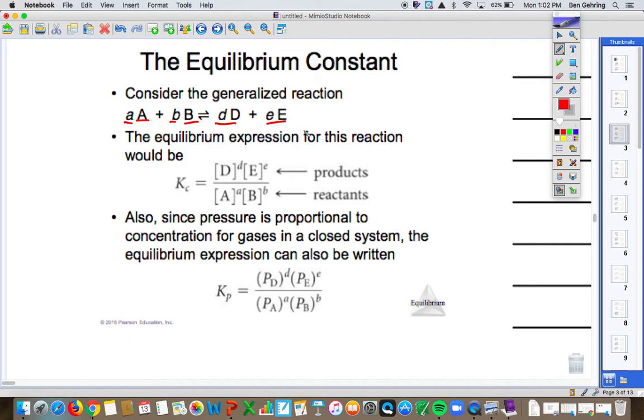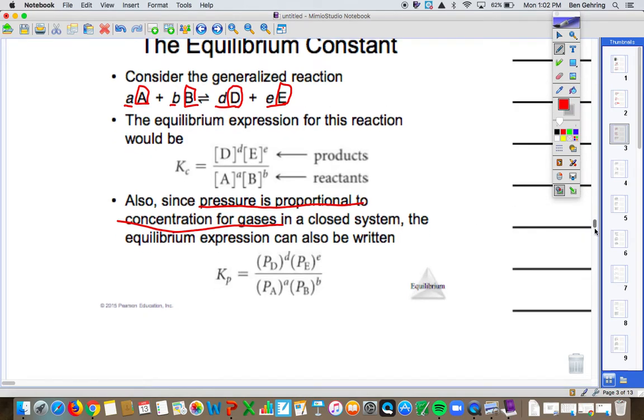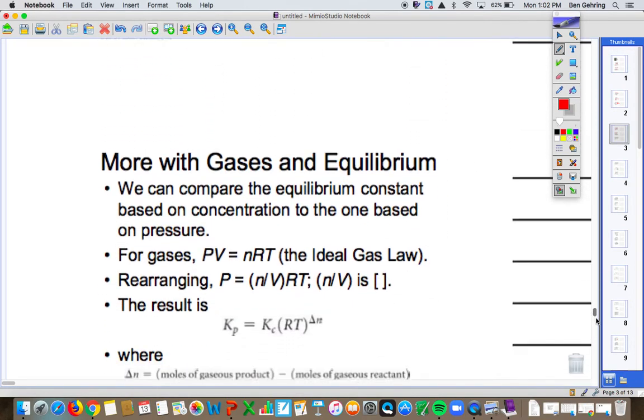In the case that we use a gas, because pressure and concentration are proportional for gases in a closed system, we can also write this as the pressure of this substance raised to the exponent, and the pressure of this substance raised to the exponent, and same for the A's and the B's. We can use pressures instead of concentration values if they are gases. In a closed system, we can make that happen.